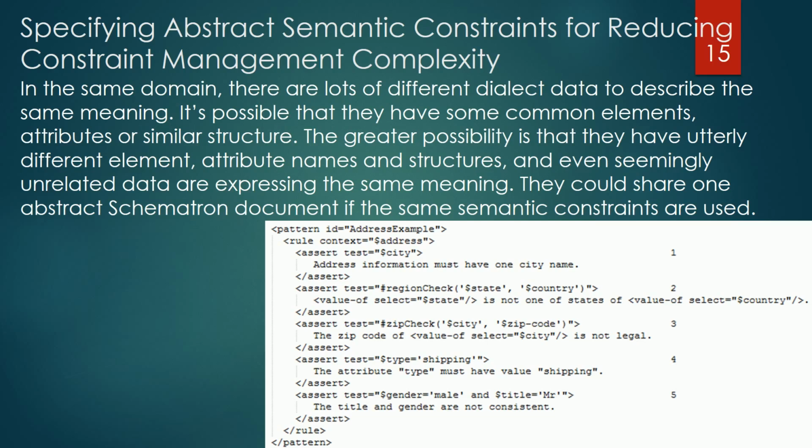In the same domain, there are lots of different dialect data to describe the same meaning. It's possible that they have some common elements, attributes, or similar structure. The greater possibility is that they have different element and attribute names and structures, and even seemingly unrelated data are expressing the same meaning. They could share one abstract Schematron document if the same semantic constraints are used.